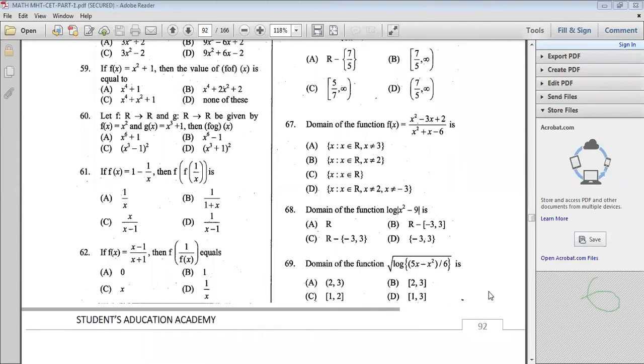First option, open bracket 2 comma 3. Second option, close bracket 2 comma 3. Third option, close bracket 1 comma 2. And fourth option, close bracket 1 comma 3. So we have to find the domain of this. Just observe this.